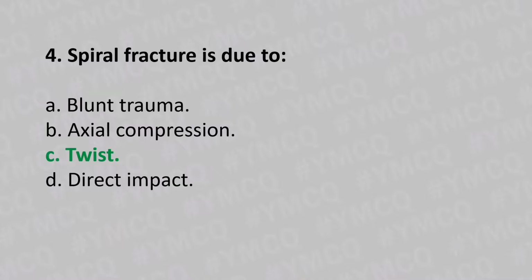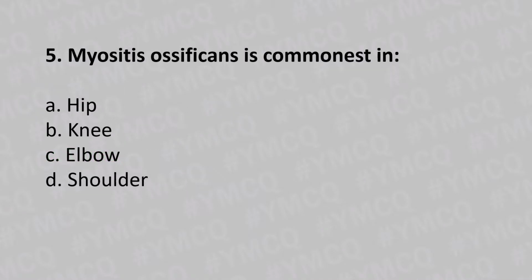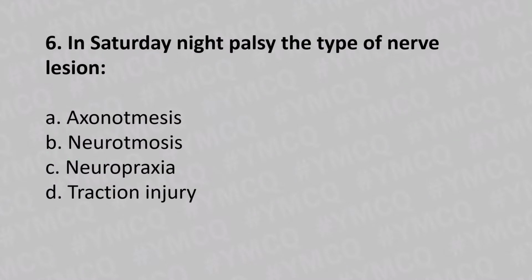Moving to our fifth question, myositis ossificans is commonest in option A, hip, option B, knee, option C, elbow, option D, shoulder. And the answer is option C, elbow.